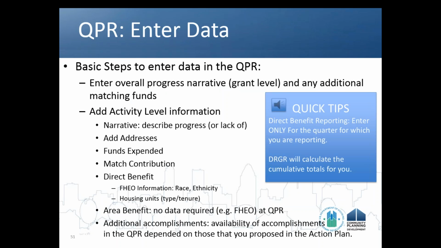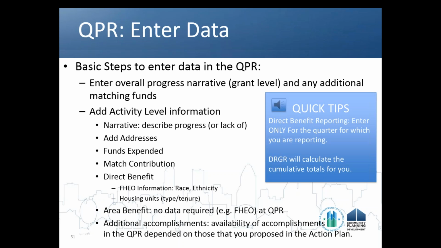And usually, to be honest with folks, during your first quarter, sometimes even your second quarter of reporting, you might not have a lot of activity information because it's not going yet. So your progress narrative sometimes is a little bit more robust. And then the activity level information, once those really start gearing up, you'll be having a lot more information to add there. So examples are narratives. You're going to be describing your progress, sometimes your lack of progress and what's going on there.